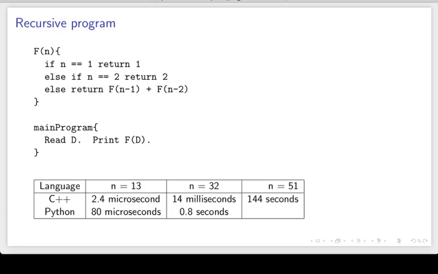When I used Python, it started off with 80 microseconds and it went up to 0.8 seconds. And I didn't even run it for 51 because the time would be really large, and I don't even want to think about that. I don't want to wait for that long.